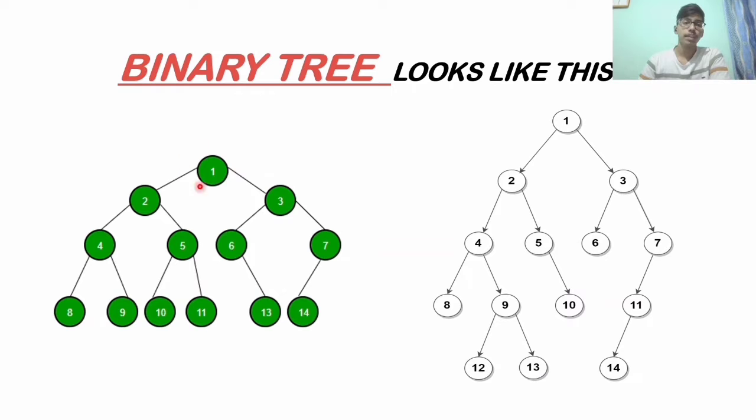1 is the parent node, 2 is the left child of 1, 3 is the right child of 1, and 4 is the left child of 2, 5 is the right child of 2, 6 is the left child of 3, 7 is the right child of 3. Again, 4 has 2 children, 5 has 2 children, 6 has only a right child, here the left child is not present, and 7 has only a left child, the right child is not present.